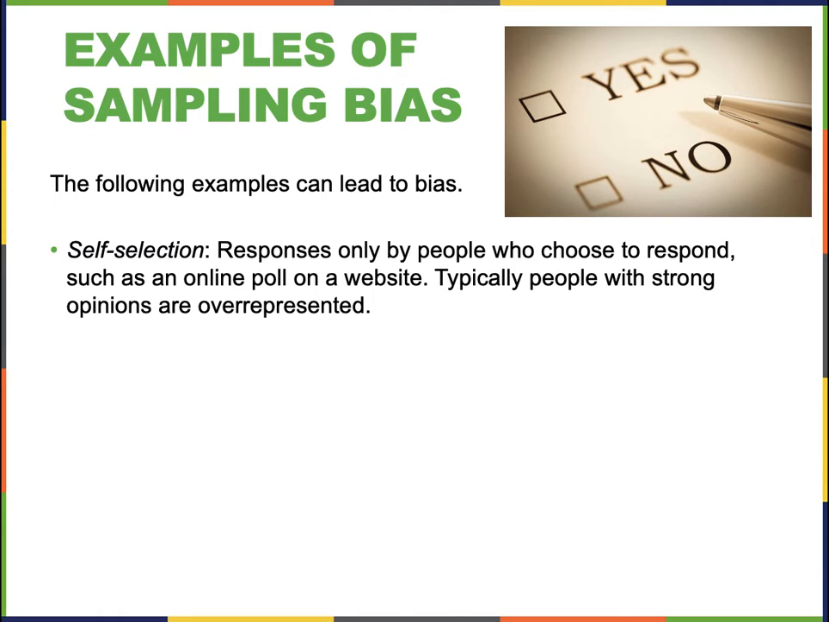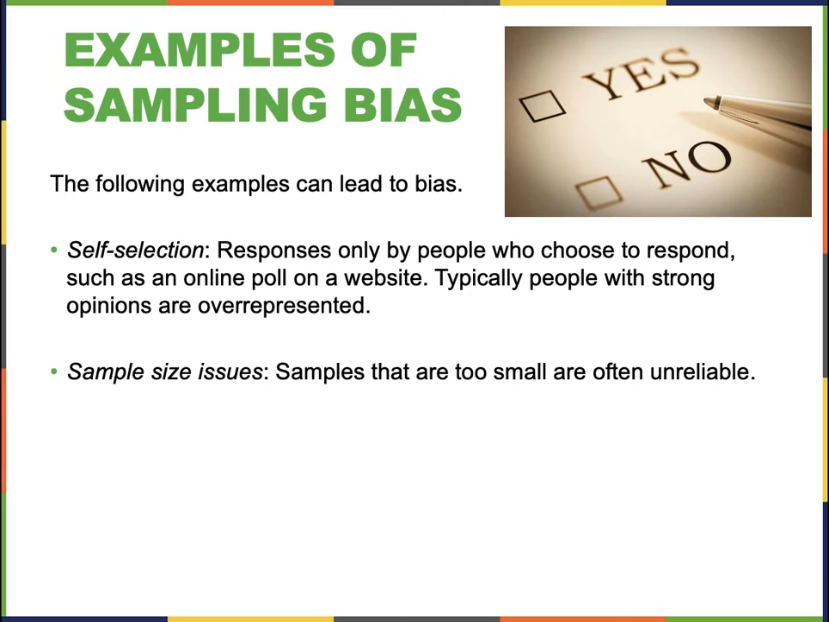One example is self-selection, and this happens when there are responses only by people who choose to respond, such as conducting an online poll on a website. Typically, people who choose to go out of their way to visit the website and complete the poll are people with strong opinions. So these people will be overrepresented in the data. Another example that can lead to bias is sample size issues. Samples that are too small are often unreliable.